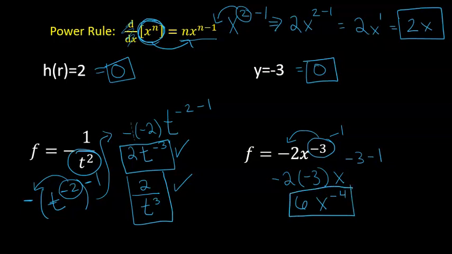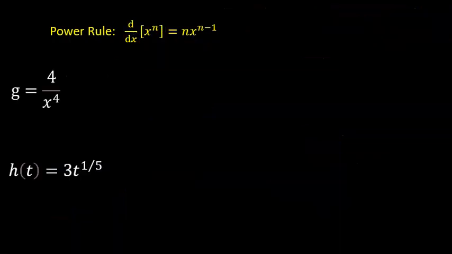And of course, you can also turn it into a fraction, right? You can do 1 over x to the 4th power. What about this next one? It kind of looks similar to the answer we could have gotten had I completed it into a fraction. I have g equals 4 over x to the 4th power.